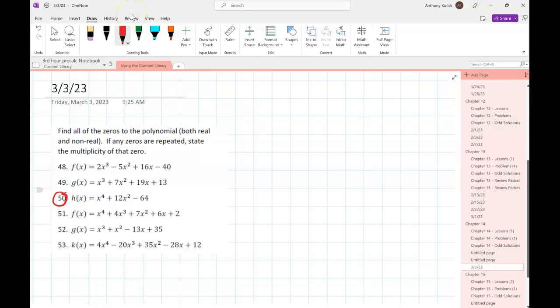So what we're going to start by doing is observe that I know I'm looking for 4 solutions. Again, because this says all of the zeros, I know I'm looking at real, imaginary, irrational, multiples. So there's 4 total if you count everything.